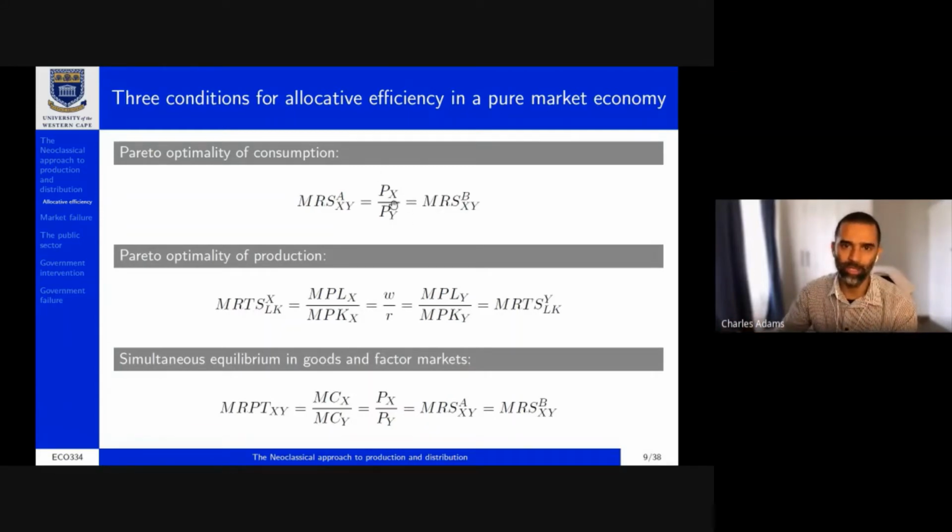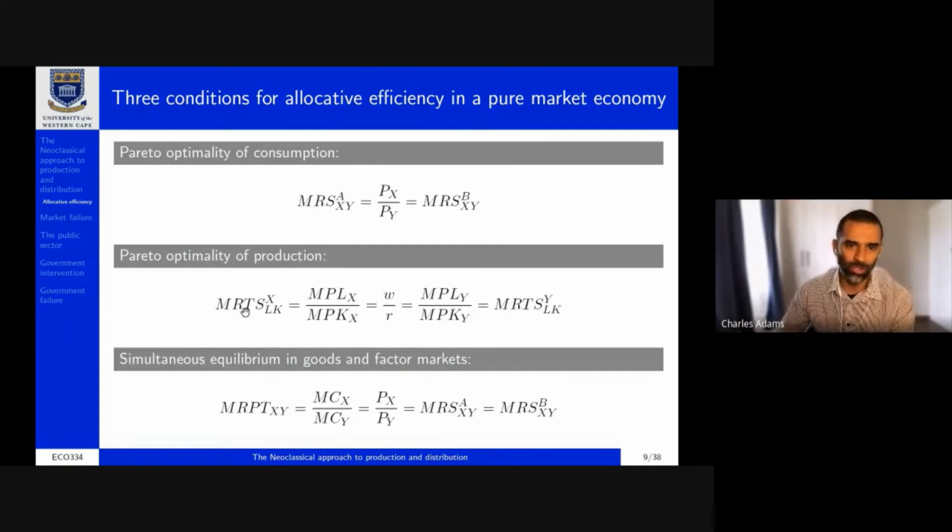So recall PX, PY, that's respectively the price of good X, the price of good Y, and under the assumption of perfect competition in the goods market, these prices reflect the marginal utilities for these respective goods for the two consumers. And W and R in the next relation are the prices of labor and capital, effectively. You can think of it as the costs of labor and capital.